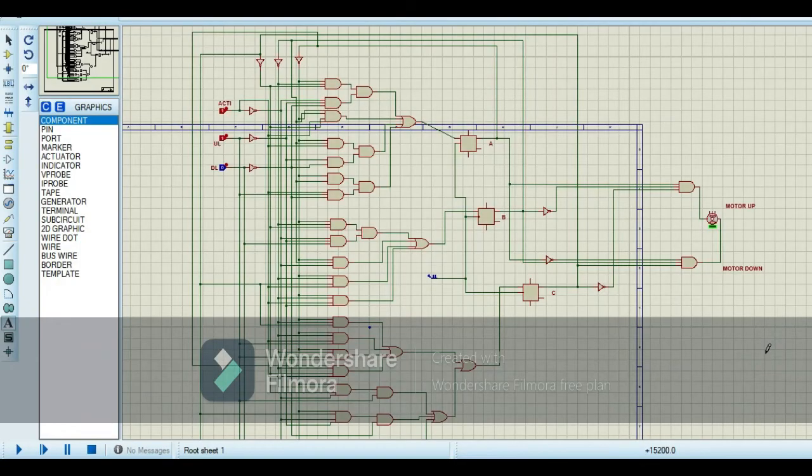So this is the circuit of our garage door opener that I have made from the equations that I have shown you previously. Now this circuit looks very difficult, but when you understand the equations that I have shown you previously, which are derived from the state table, then the circuit will become very easy for you to understand. Otherwise it will be very difficult to understand the circuit by just seeing it in Proteus.